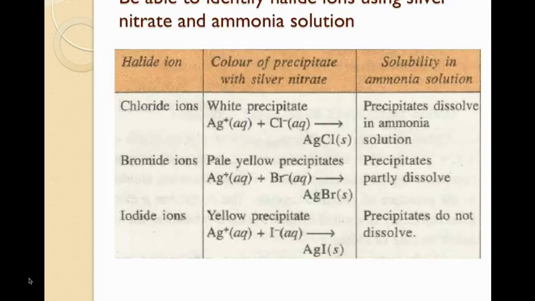We can further determine if they're chloride, bromide, or iodide by their amount of reactivity. Notice the chloride precipitate will dissolve in ammonia solution. It partially dissolves when you add ammonia to that pale yellow precipitate, and when you have iodide and you add ammonia solution, the precipitate does not dissolve.